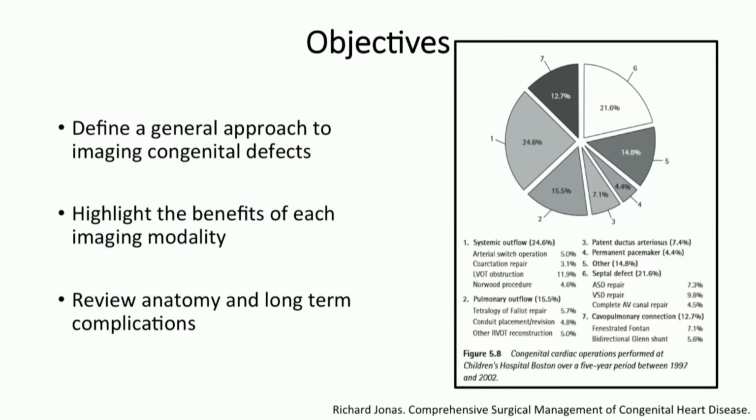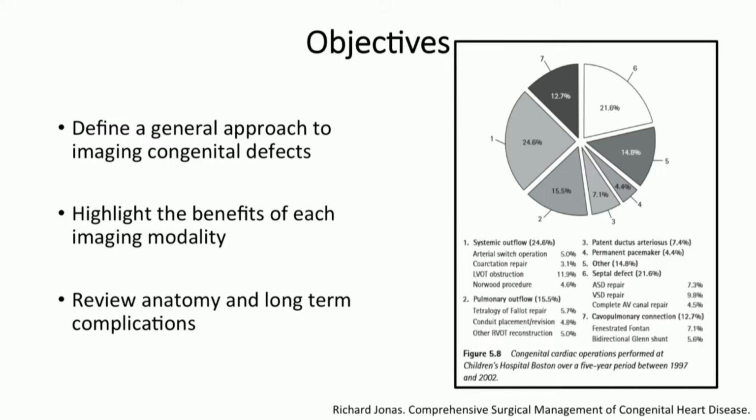So first, as I said, we're going to look at a general approach to imaging congenital defects, and this is from a multi-modality perspective. We're going to try to highlight the benefits of each imaging modality, and this will vary depending on what kind of defects we're looking at, and then we're going to quickly review anatomy and long-term complications just to put everything in context. Okay, you're welcome to send us your questions.